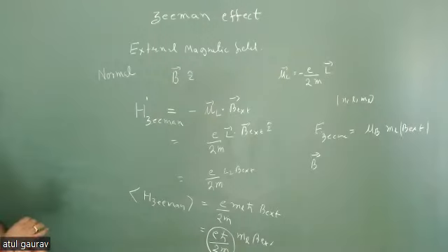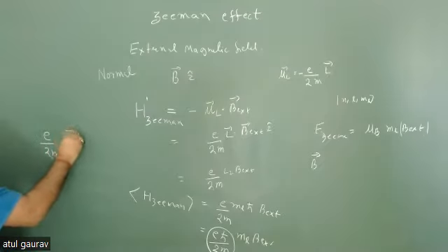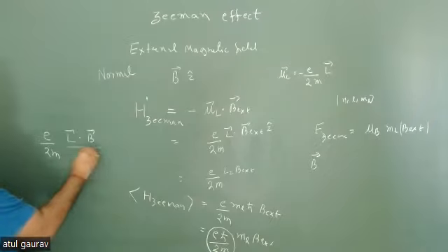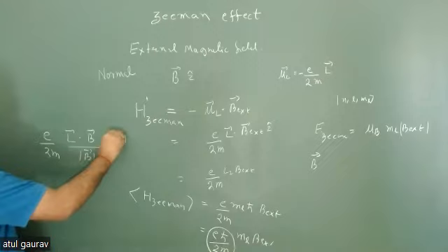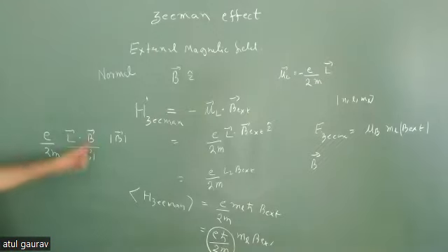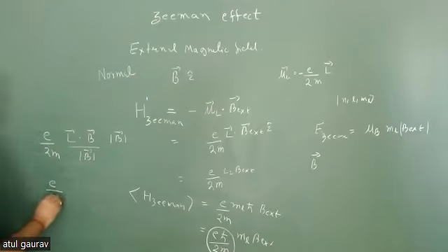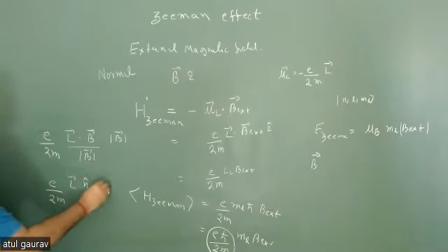Sir, write n cap in terms of r, cos theta, sin theta. Exactly. What you will do? We can go for e/2m times L dot B. You divide by the magnitude of B and multiply by the magnitude of B. And what is B upon mod B? It is n cap. So e/2m times L dot n cap times the magnitude of B vector.